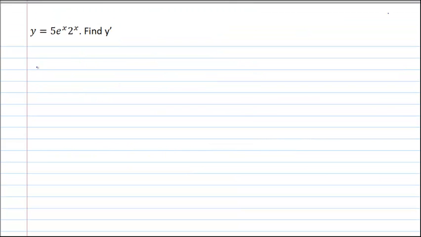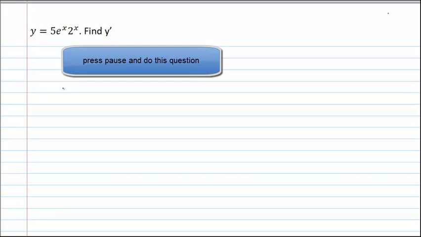And now for your example, I'm not going to make it as crazy. This one I'm just asking you to find y prime if y equals 5e to the x times 2 to the x. So in this case, it looks like we have three terms, but one is just a constant that can be pulled out. So that's your hint before you get started.